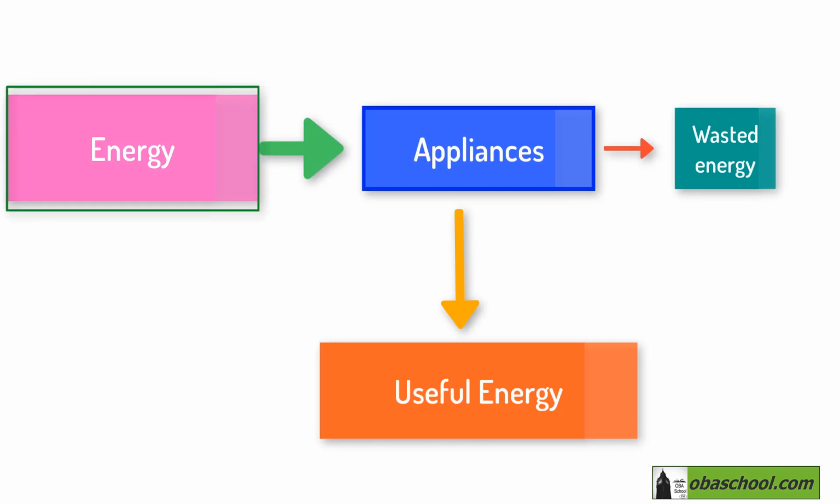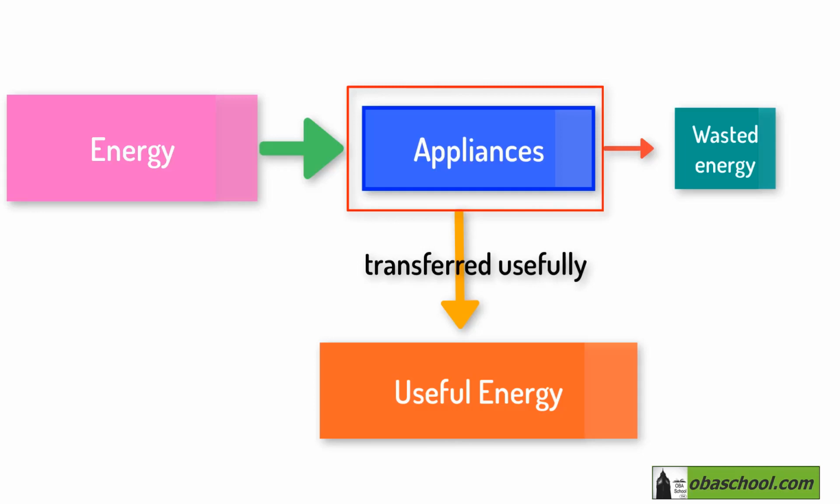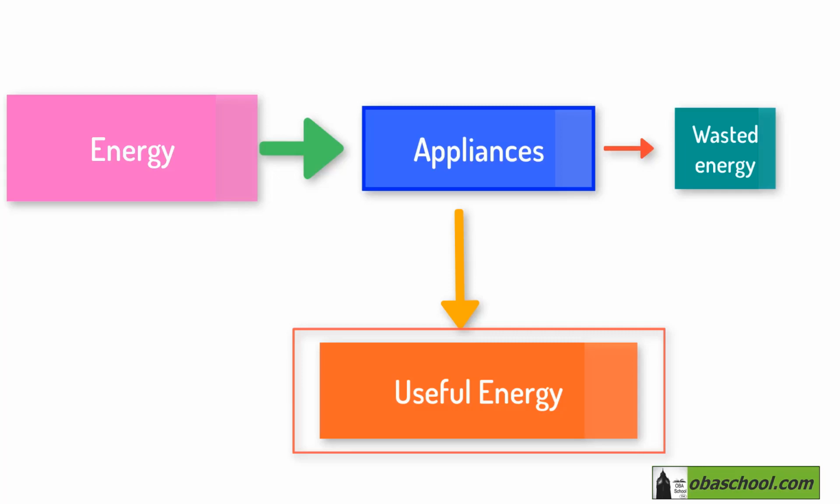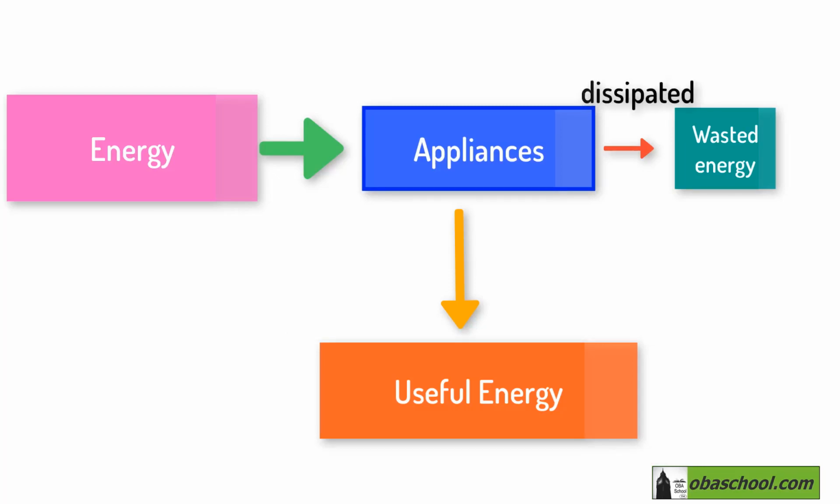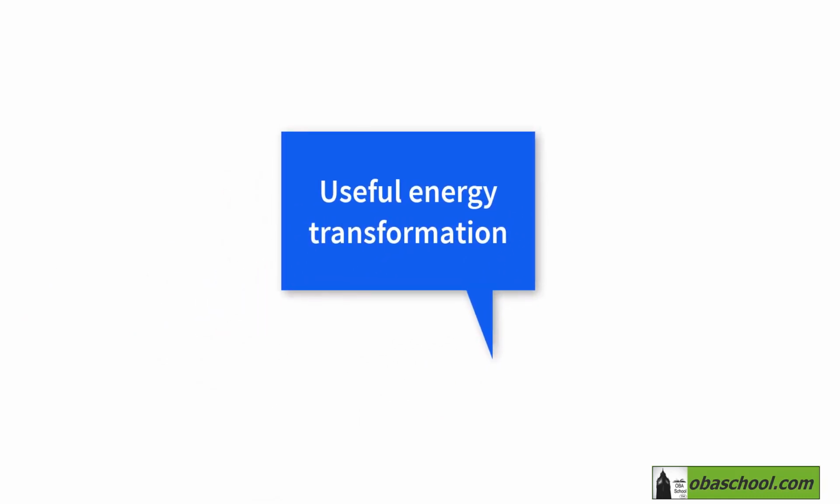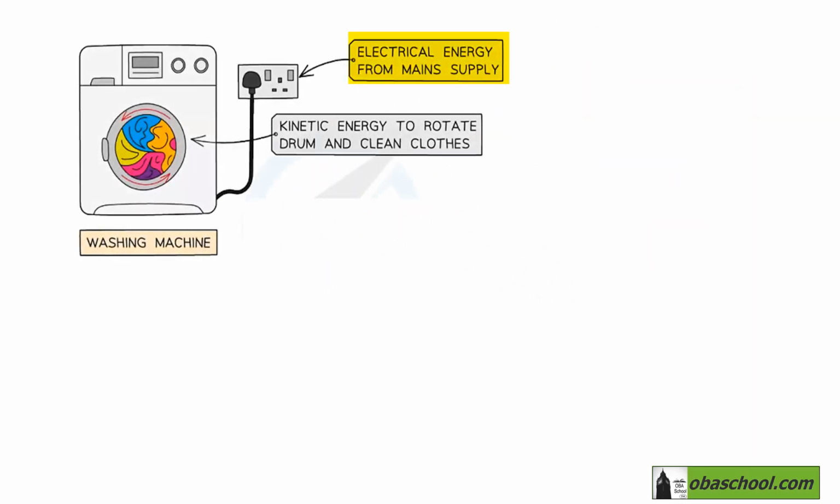Whenever energy is transferred in a system, some of the energy is transferred usefully. This energy is called useful energy. The rest is dissipated. This energy is not usefully transferred. It's called wasted energy. An example of useful energy transformation is that the electrical energy is transformed to kinetic energy to rotate the drum and clean clothes in a washing machine.